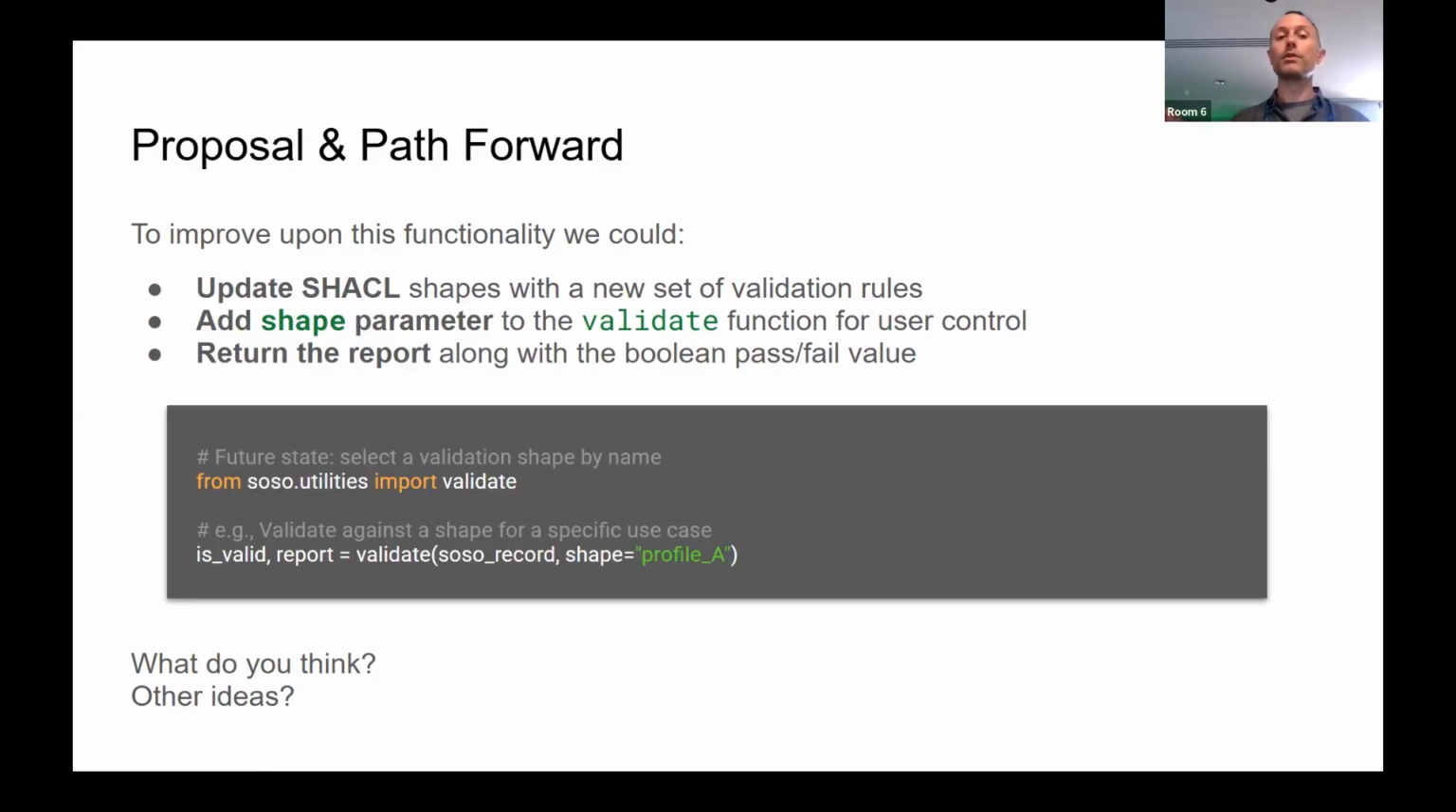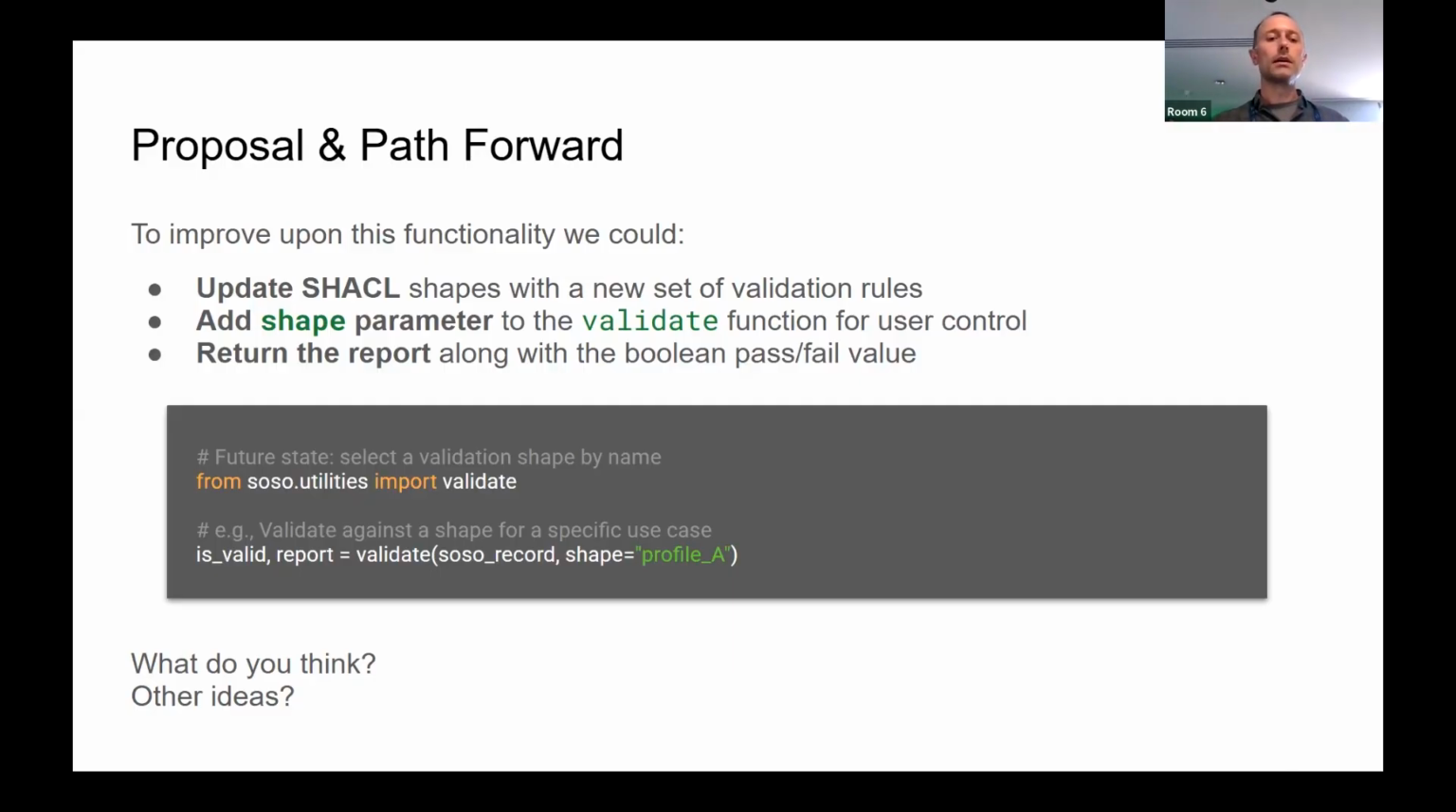The second thing that we'd want to do is add a shape parameter to the validate function to enable user control of which shape gets called on a particular SOSO record. And then just a little tweak here to improve the reporting. Instead of just feeding that out to the console, return it in a structured format as a result.